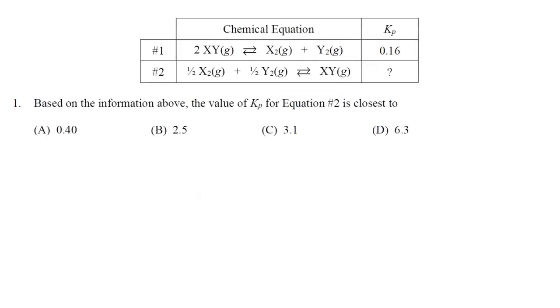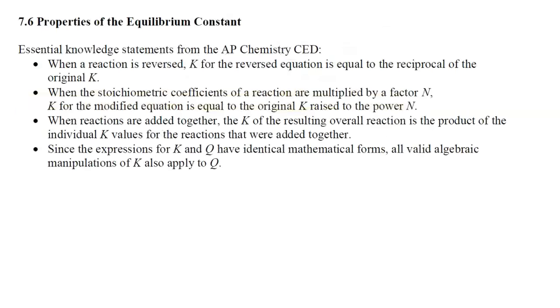Now, let's take a look at our first multiple choice question. In question 1, it says, based on the information above, the value of Kp for equation number 2 is closest to, and then we have 4 numerical choices. So this question falls under topic 7.6, properties of the equilibrium constant.